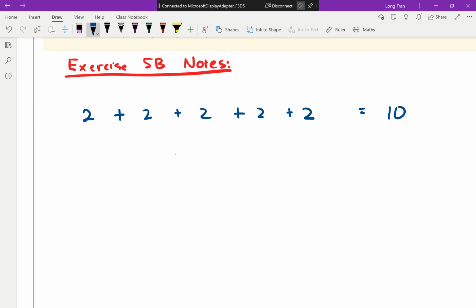But someone also said a shortcut to this. What's a shortcut to writing 2 plus 2 plus 2 plus 2 plus 2, 5 times? 5 times 2. 5 times 2. Because you're saying you've got 5 groups of these 2s.